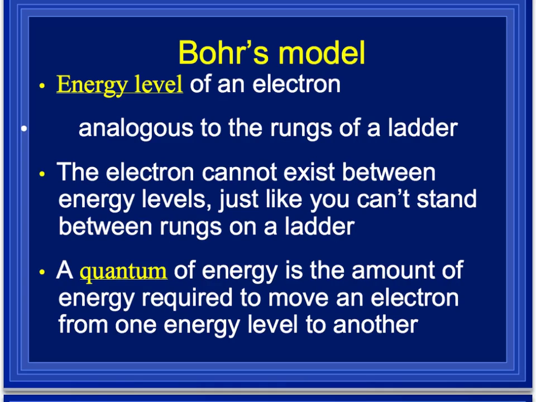Ideas that he included in his model were that there were these different energy levels of an electron, and they were analogous to the rungs of a ladder, and we'll see a picture of this a little bit later. He said that the electron cannot exist between energy levels, just like you can't stand between the rungs on a ladder. And in case you're not familiar, when we talk about rungs, these are the things you step on in the middle of the ladder, these are called the rungs. So you can't be standing in the middle of one of the rungs. You have to be at one rung or the other.